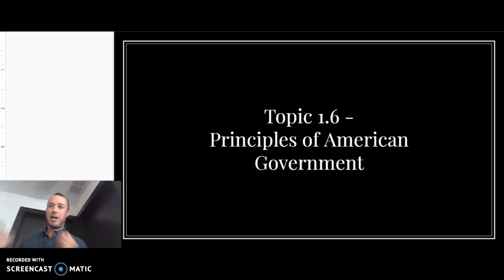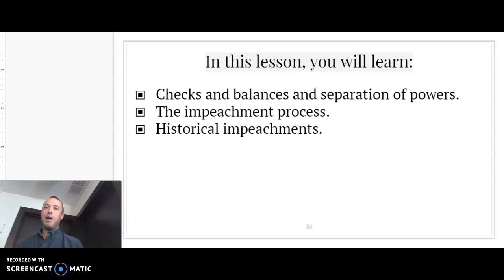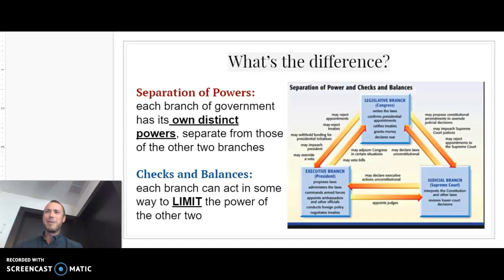All right, scholars, topic 1.6, principles of American government. We're going to dive right on in. By the time we get done with this, you will know what the difference is between checks and balances and separation of powers. I'm going to walk you through the impeachment process, as that is one of the biggest checks and balances that is in our Constitution against one of the most powerful positions that our Constitution offers, the presidency. And also some of the impeachments that have happened throughout history. You may have heard some recently. All right, here we go.